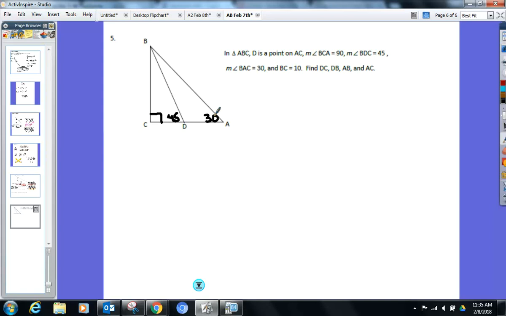Cam asks, when you say B is a point on AC, how are you supposed to ever use that? What does that show? Well, they put D on there for the angle, because see how they gave you angle BDC? If D's not on there, then it's not an angle. It's just floating in there. Good question.